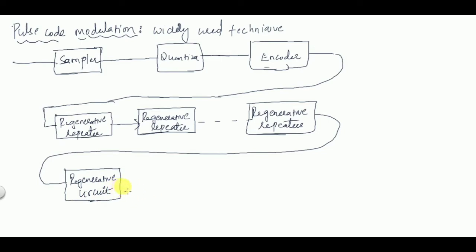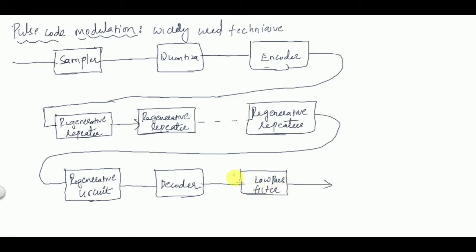Regenerative circuit, and then it is passed through the decoder, and finally it is given to the low pass filter. So all these are the elements of a pulse code modulation technique. This is the transmitter part, this is the channel, and this is again the receiver part.